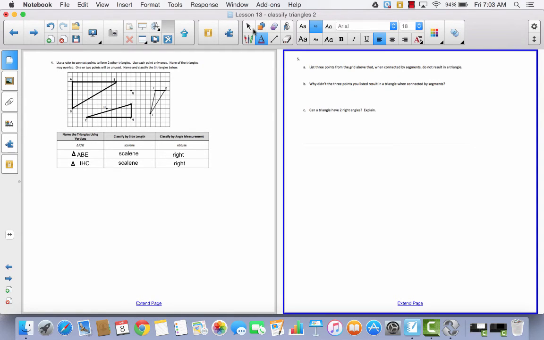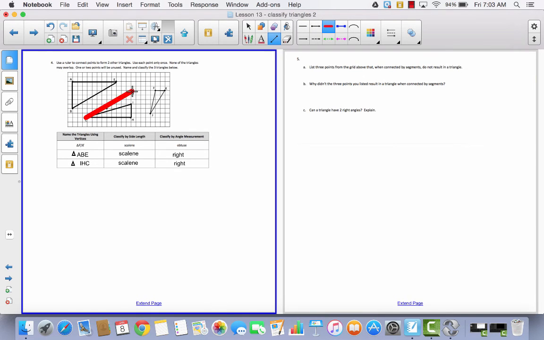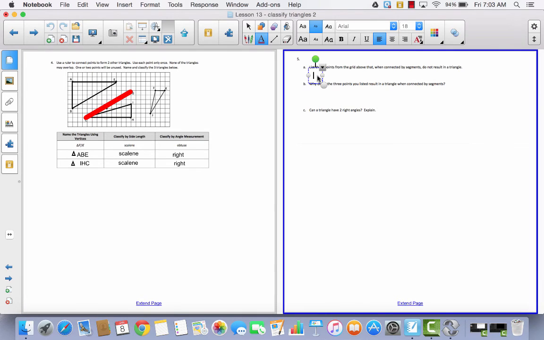What about these 3 points? What if I connected C, D, and G? Would that make a triangle? No, it would not. Okay, so let's go ahead and put that. All right, so points C, G, and E.